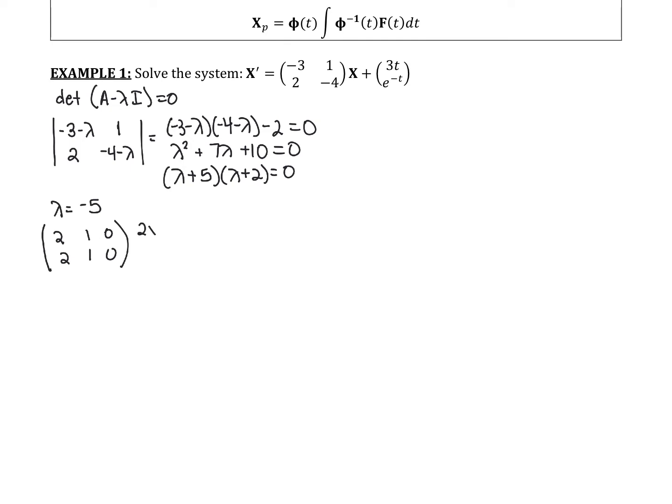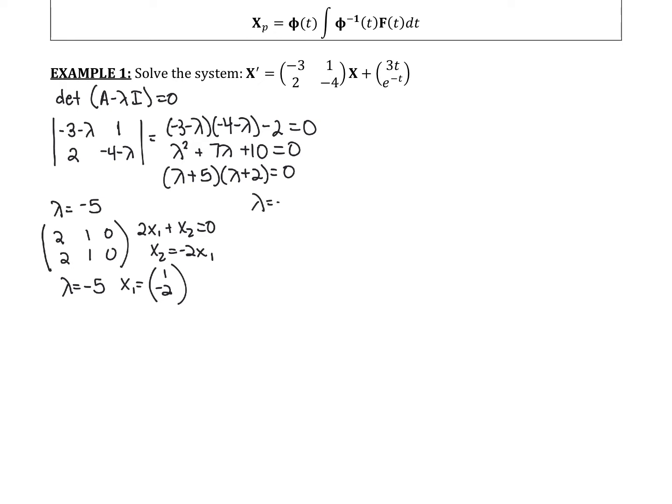So we get 2x1 plus x2 equals 0, which means x2 equals -2x1. So when lambda equals -5, the eigenvector I would pick would be, I'd probably let x1 be 1, then x2 would be -2. Yeah, good so far? This should not be new.